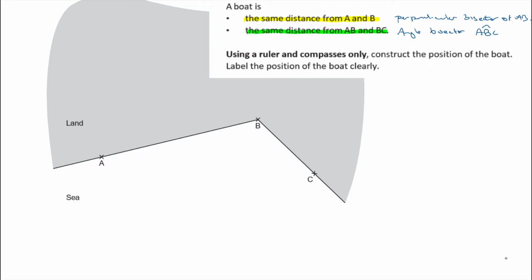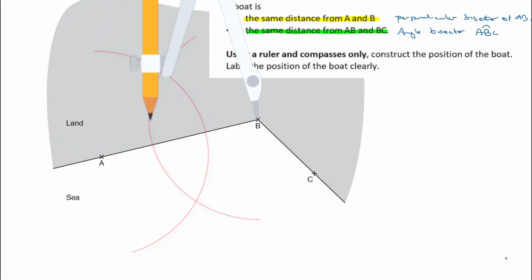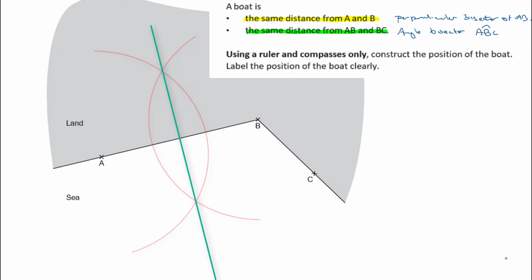Okay, so first off, to draw a perpendicular bisector of A and B, we're going to draw two arcs of the same aperture, one centered on A and one centered on B. That's going to give us 2 points of intersection, and we can then join those up with a straight line with our ruler. So our boat needs to be somewhere along that line. Obviously it's not going to be on the land, it's not going to be in the grey bit, it's going to be in the white bit, the C part.